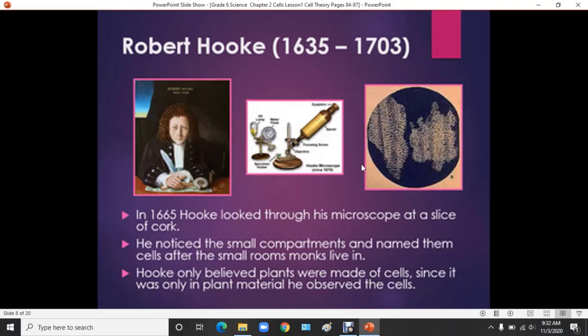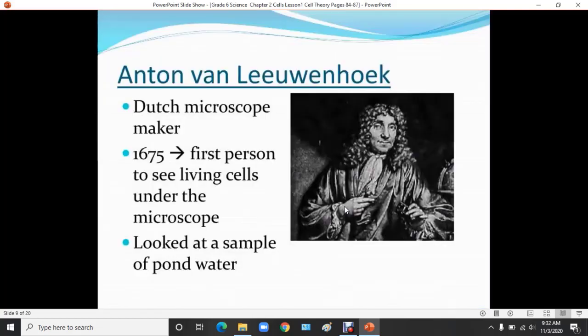So, after Robert Hooke, the Dutch businessman named Anton van Leeuwenhoek was the first person to observe unicellular organisms. He ground and polished lenses until he produced a microscope that was 9 times more powerful than the one made by Hooke.